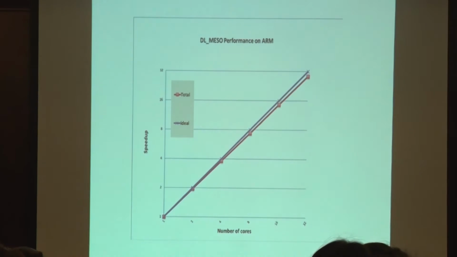And for the DL Meso part, scalability is very good as well. This is the MPI result. It's almost linear scaling within the node.